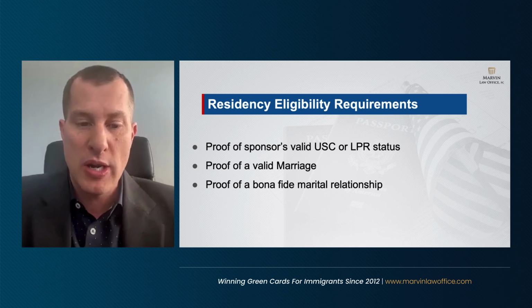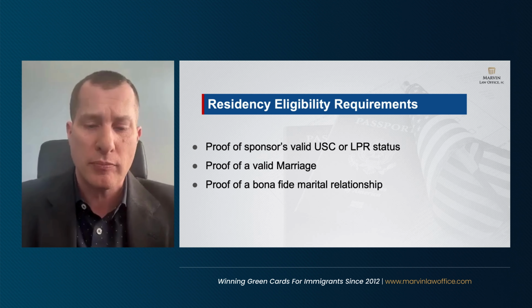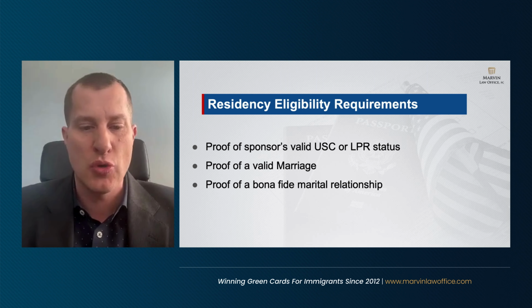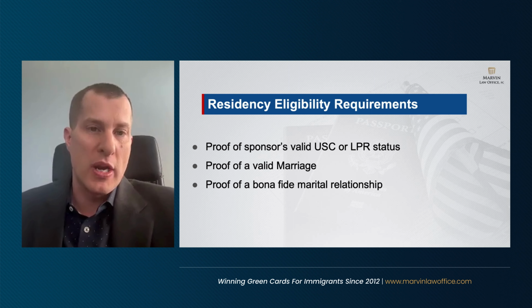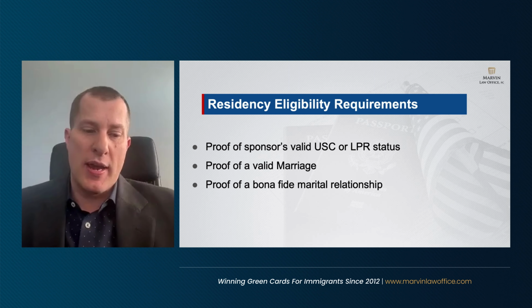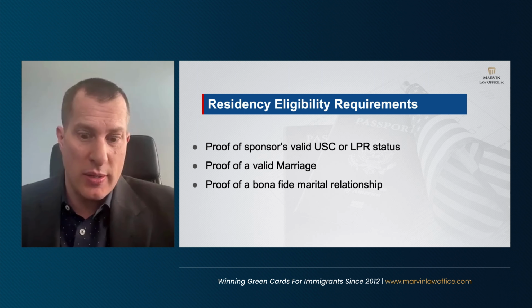So the I-130 is the first. If they approve it, USCIS will move to the next part, which is usually the filing for the green card request, okay? And then the work permit. So they just continue with the process.